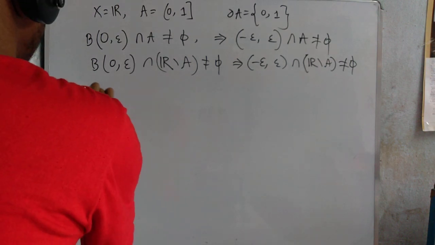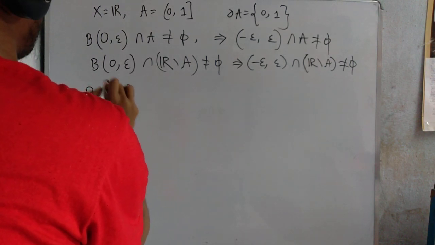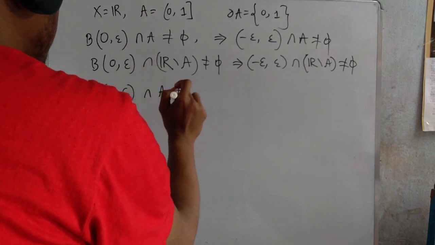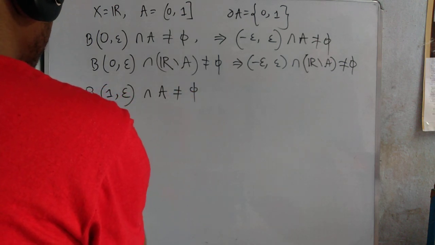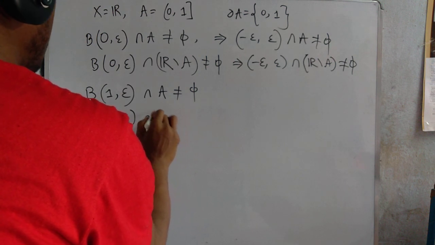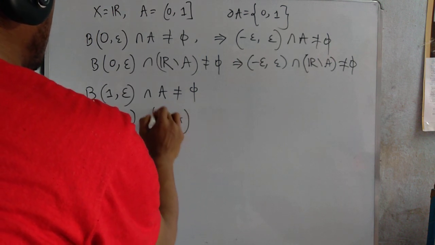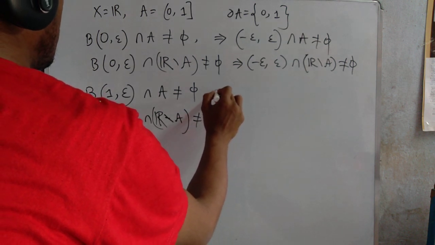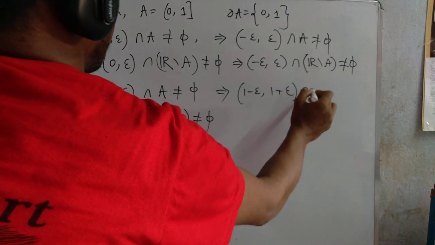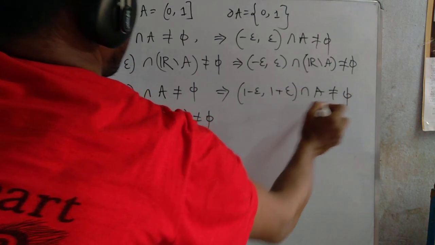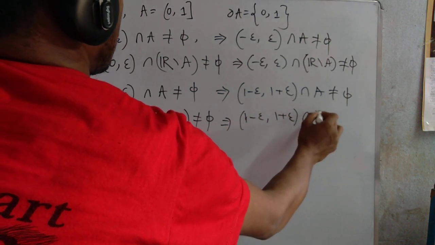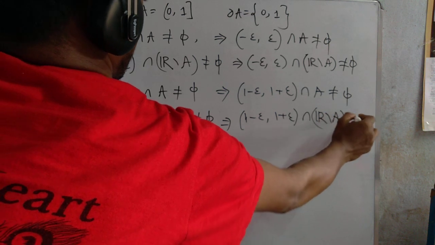Then again, B1 epsilon for epsilon greater than 0, intersection A is not equal to phi, and B1 epsilon intersection R difference A is not equal to phi. This implies (1 minus epsilon, 1 plus epsilon) intersection A is not equal to phi, and (1 minus epsilon, 1 plus epsilon) intersection R difference A is not equal to phi.